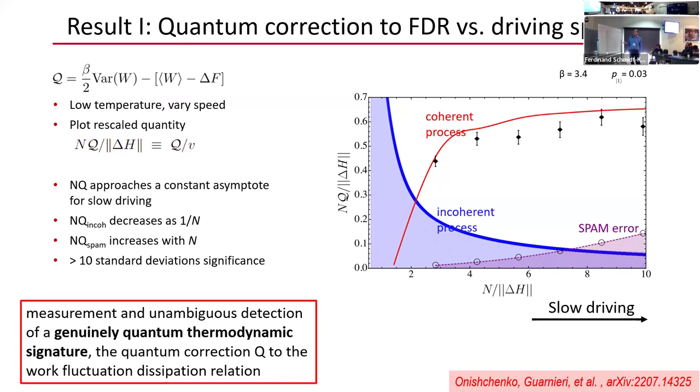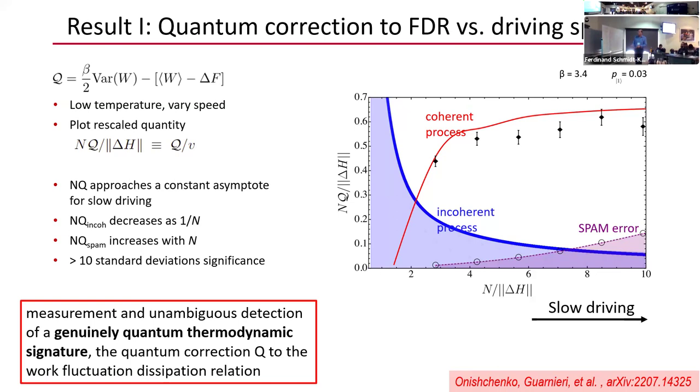And what we observe from the experiments is that here we are in the slow driving regime, where we have many steps, and there we have really a large offset between these data points and the blue curve, which would correspond to an incoherent process without coherences. And these are 10 standard deviations away from each other. Now there's another thing, that's this spin error. If we are doing only a little rotation, and many of them, we have to measure basically always the ground state. And a little bit of bad measurements introduces fluctuations.